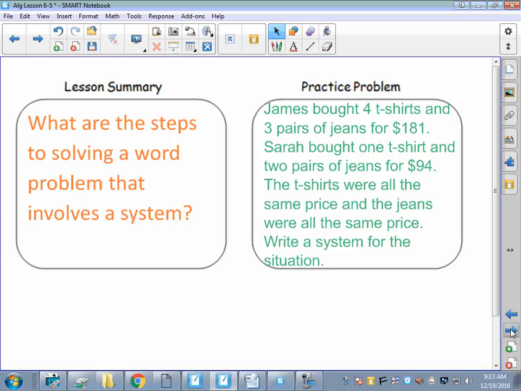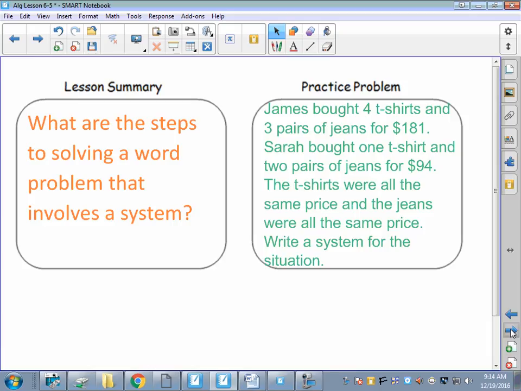James bought 4 t-shirts and 3 pairs of jeans for $181. Sarah bought 1 t-shirt and 2 pairs of jeans for $94. The t-shirts were all the same price. The jeans were all the same price. Write a system for the situation. So pick your variables. Are you going to use T's and J's? Remember, each sentence is typically its own equation. So sentence 1 gives you one equation, sentence 2 gives you the other equation. If you got that system pretty easy, go ahead and solve it. I'll tell you what the answer is when we talk about it in class.